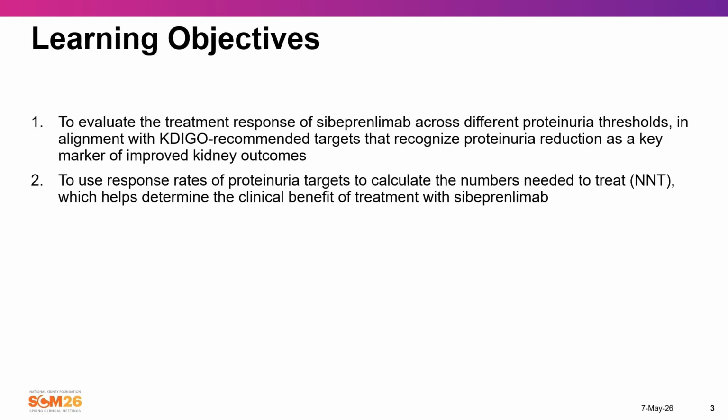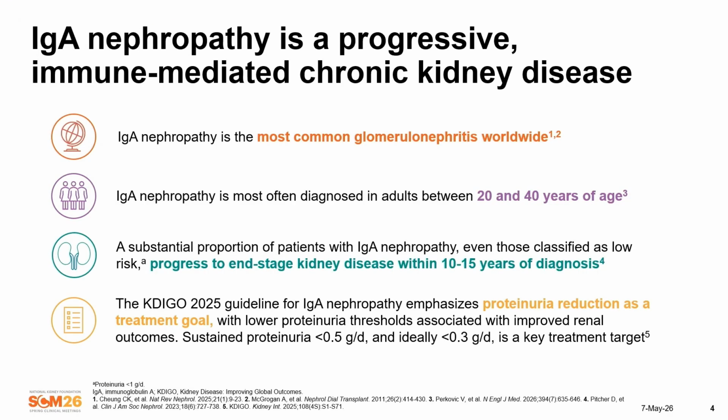So we really wanted to do two objectives with this post-hoc analysis. One is to evaluate the treatment response of sibeprenlimab across different proteinuria thresholds, particularly aligning with the KDIGO recommendation that recognizes proteinuria reduction as a key marker of improved kidney outcomes. As a quick reminder, the KDIGO guidelines suggest a proteinuria of less than 0.5 gram per day as optimal, and the aspirational target would be to drop that to less than 0.3 gram per day. The second is to use the response rates of proteinuria targets to calculate the number needed to treat, which helps determine the clinical benefit of treatment with sibeprenlimab.